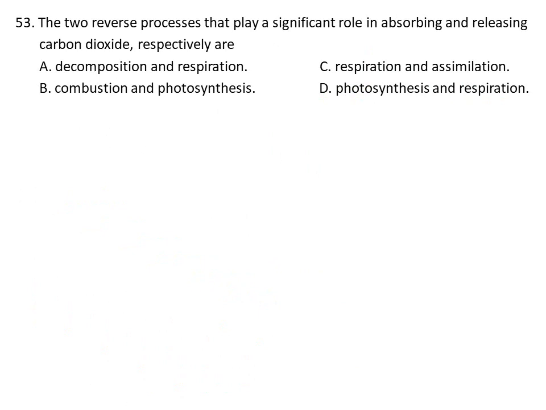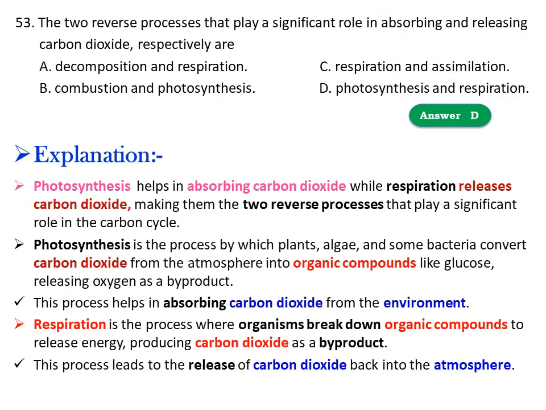Question number 53. The two reverse processes that play a significant role in absorbing and releasing carbon dioxide respectively are... So the answer should be D, photosynthesis and respiration. Photosynthesis helps in absorbing carbon dioxide, while respiration releases carbon dioxide, making them two reverse processes that play a significant role in the carbon cycle. Also read about photosynthesis and respiration briefly written under this.